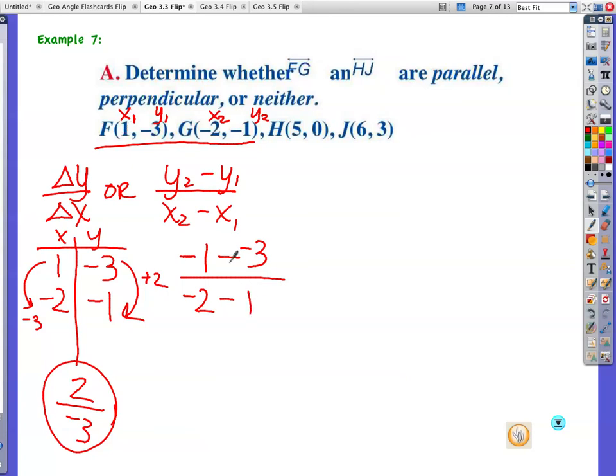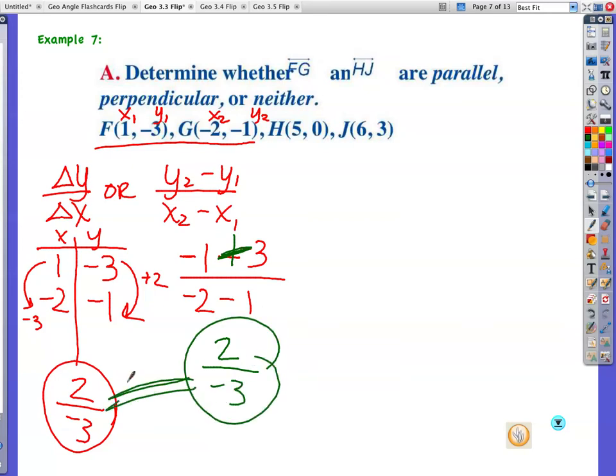And then I figure this out, and remember that horrible thing that I do, I make a big plus out of this. So it's -1 plus 3, so I have 2. And then -2 minus 1 is -3. Oh my gosh, it's the same answer either way if we do it right. So the slope of line FG is -2/3.